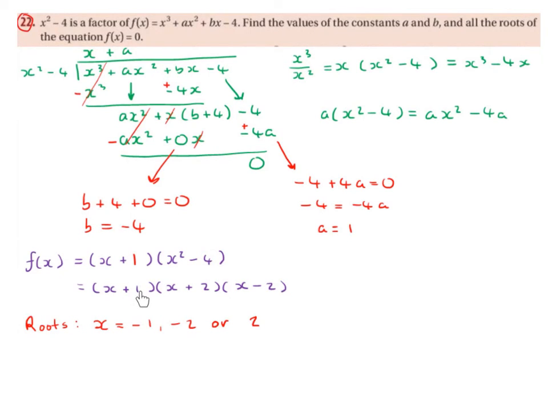So if x plus 1 is equal to 0, x is equal to minus 1. If x plus 2 is equal to 0, x is equal to minus 2. And if x minus 2 is equal to 0, then x is equal to plus 2. So the roots of our equation are minus 1, minus 2, and 2.